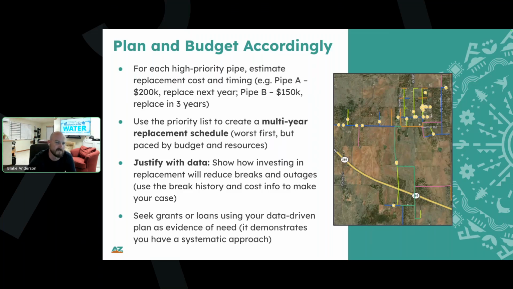And so you want to lay out a 5 to 10 year plan, tackling that list in order. And the beauty of having all this data, well, it seems like a lot of paperwork, is that you can justify these projects. So you can show, for example, that pipe A might cost $200,000 to eliminate 3 breaks a year, saving, let's say, $15,000 in annual repairs, and a lot of water loss. That has a big benefit.